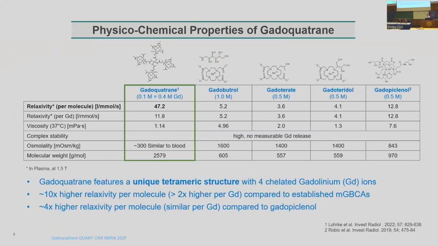Gadoquatrane, if you're not aware of it, is a new tetramer. It has 4 gadolinium atoms compared to the single atom you're used to for most gadolinium agents. It's got a very high relaxivity per molecule, as well as a high relaxivity per Gd atom. It has also, interestingly, low viscosity and low osmolality, very similar to blood. And like the other macrocyclic agents, including the new ones, it's got very high stability with no measurable Gd release.